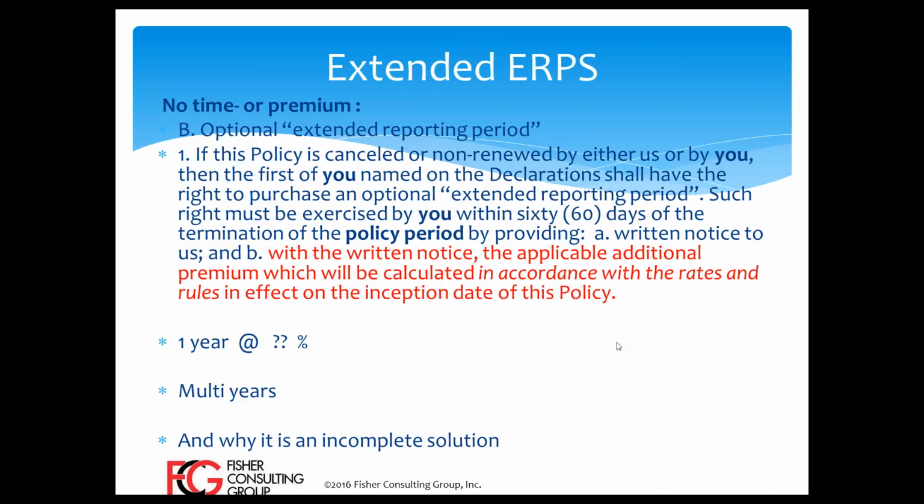And what if you've had claims? What if the policyholder's had a lot of claims? The underwriter may decide he wants to really gouge the premium, and say, well, this is in accordance with our rates and rules in effect at the time. Well, you don't know what it is. Do you really want to be exposed to that? How about we've seen language where it's 1 year at 150% or 1 year at 75% of the premium. That's fine. But what about multi-years?